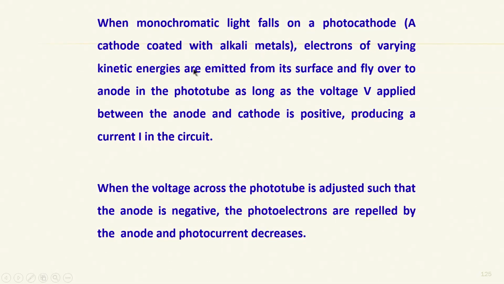So, what happens when the radiation impinges on this, electrons of varying kinetic energies are emitted and a small current flows in the circuit. When the voltage across the phototube is adjusted such that the anode is negative, the photoelectrons are repelled by the anode and the photocurrent decreases. That means, depending upon the voltage, I get different kinds of current corresponding to the number of electrons that are released whenever the radiation falls on the detector.